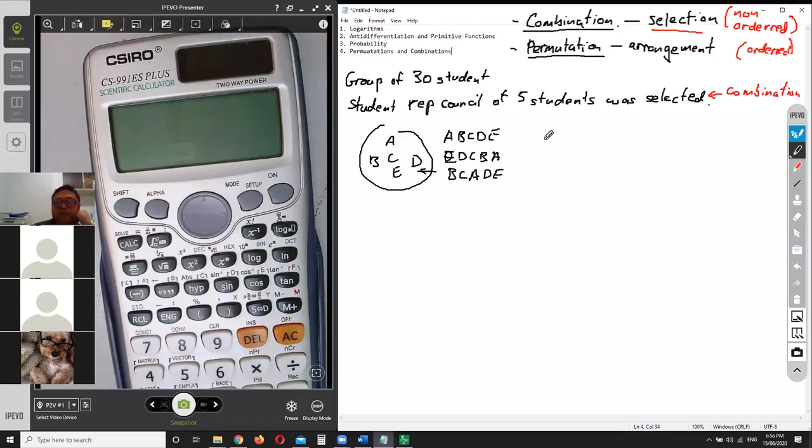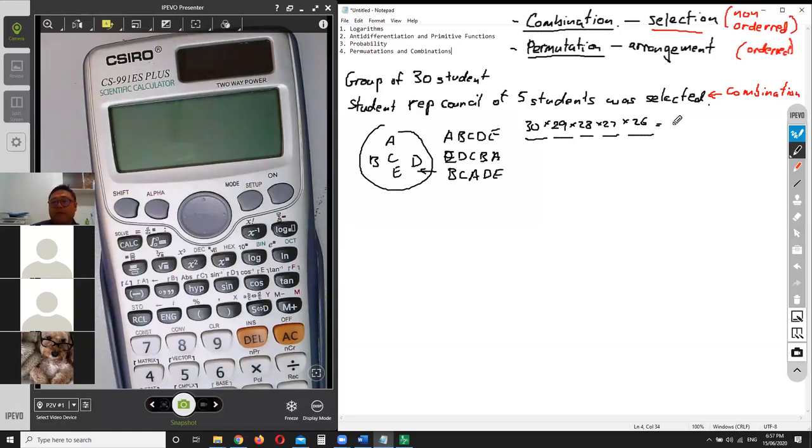Let me share with you some insight. How many arrangements would there be? So how many ways would you choose the first person? You're choosing from a group of 30, so 30 times 29 times 28 times 27 times 26. Got it?